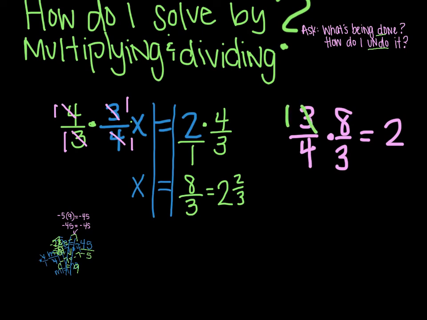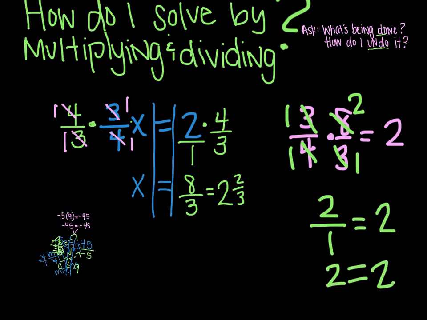3 divided by 3 is 1, 3 divided by 3 is 1. 4 divided by 4 is 1, and 8 divided by 4 is 2. So 1 times 2 is 2, 1 times 1 is 1. 2 over 1 equals 2, and so 2 equals 2, because 2 over 1 is 2. That checks out, so I did solve my equation correctly.